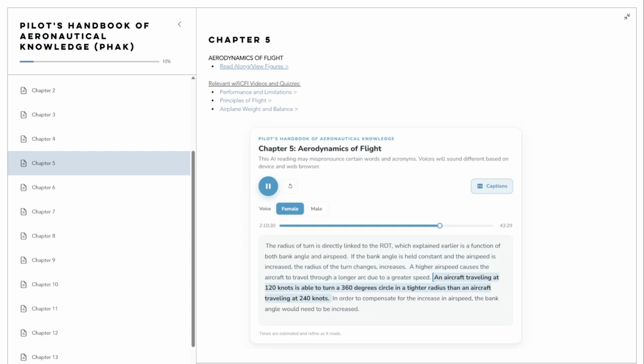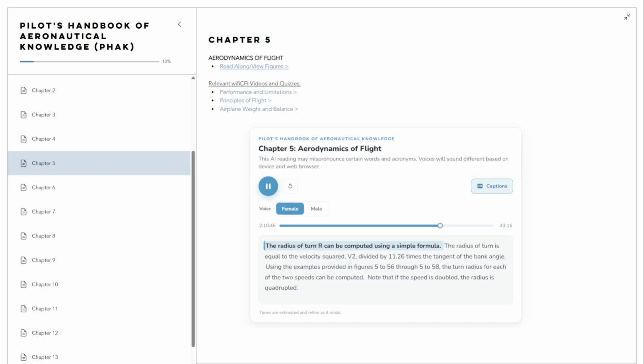An aircraft traveling at 120 knots is able to turn a 360 degree circle in a tighter radius than an aircraft traveling at 240 knots. In order to compensate for the increase in airspeed, the bank angle would need to be increased. The radius of turn, r, can be computed using a simple formula.